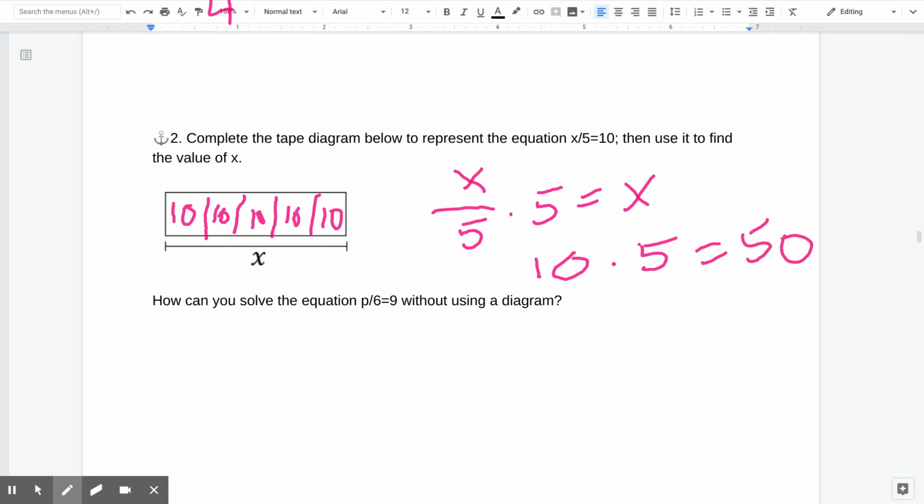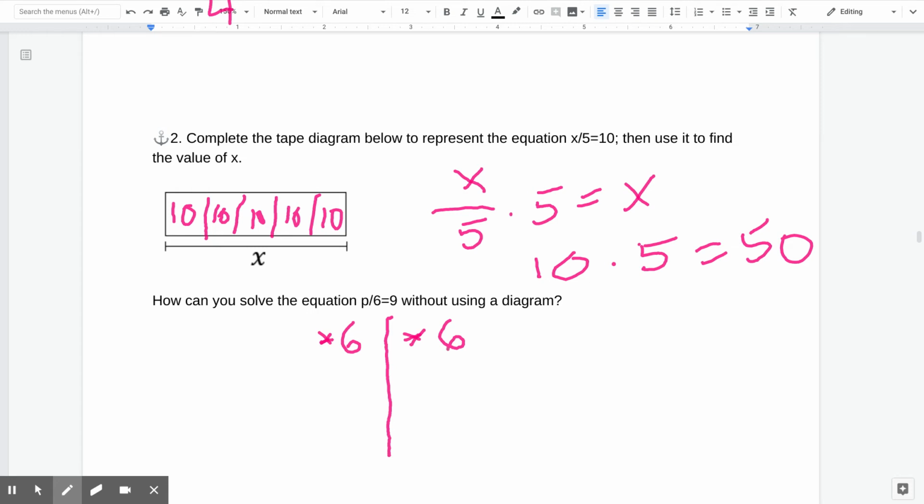So solving the equation p divided by 6 equals 9. What we can do is use our little dividing line here. So if I know p divided by 6, I want to get myself to just p. So I'm going to multiply each side by 6.